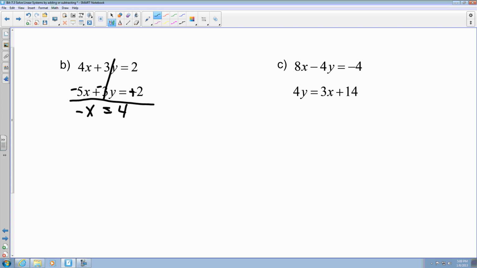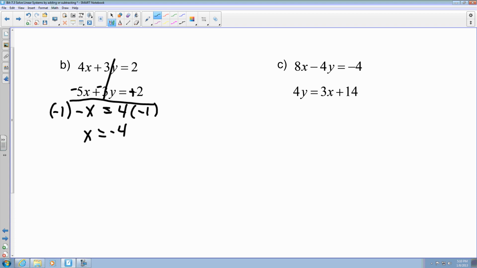So now I have negative x equals 4. I'm going to multiply both sides by a negative 1. So I got negative 1 here, negative 1 here. This gives me x, and this gives me negative 4. So my x value here equals a negative 4.